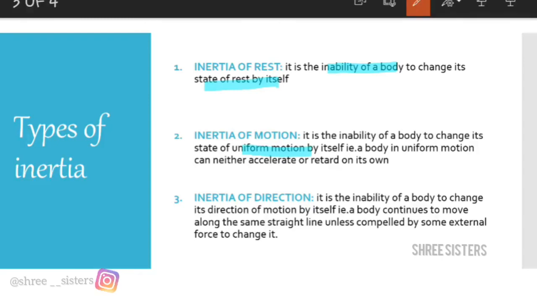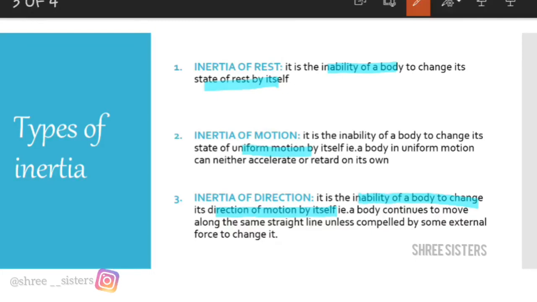And for the third and the last one, inertia of direction. What is inertia of direction? Inertia of direction is the inability of the body to change its direction of motion by itself. It will keep moving in the same direction unless compelled by some external force.